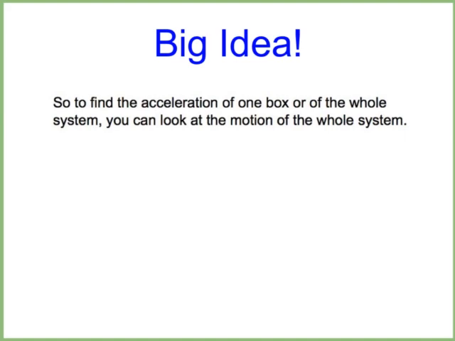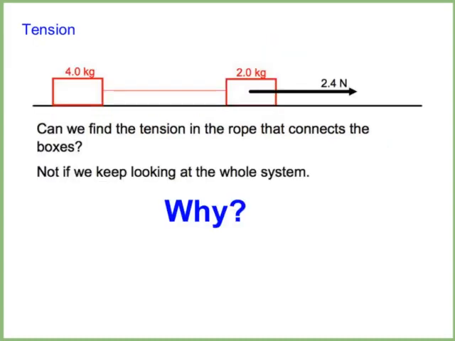In words, this is what I'm talking about. If we want to find that acceleration, we're going to look at the whole system in almost every case. Big idea. But what if we do want to find tension? What if we do want to find the force that's pulling forward on the 4 kilogram object and pulling back on the 2 kilogram object? How could we find that tension?